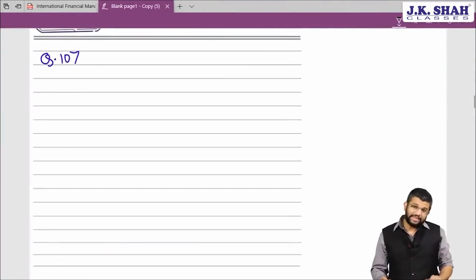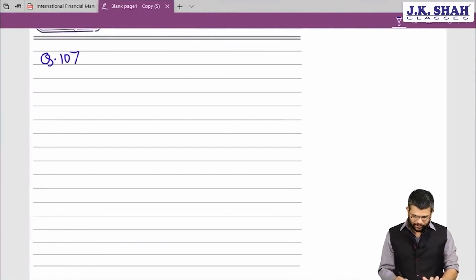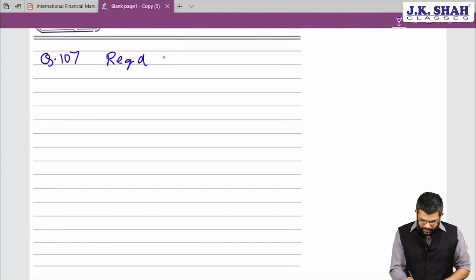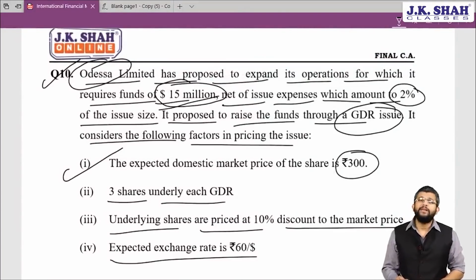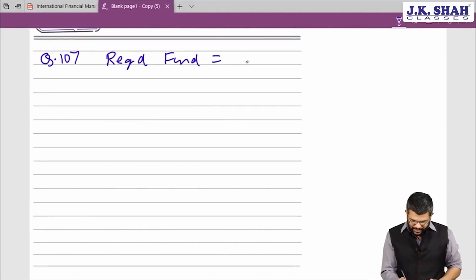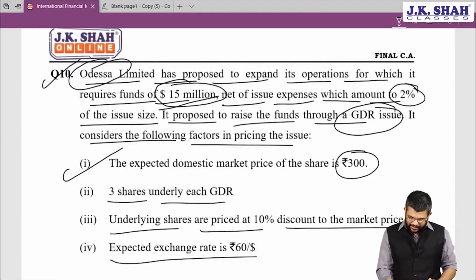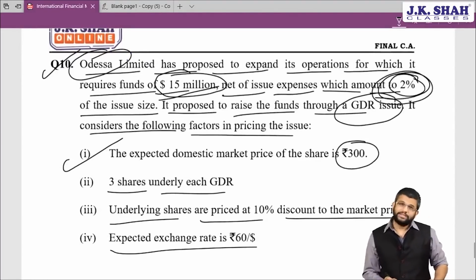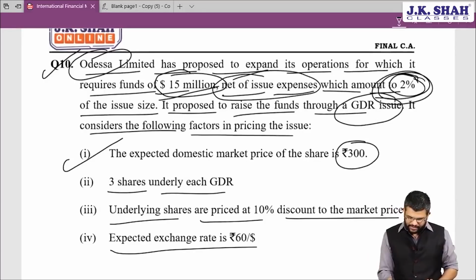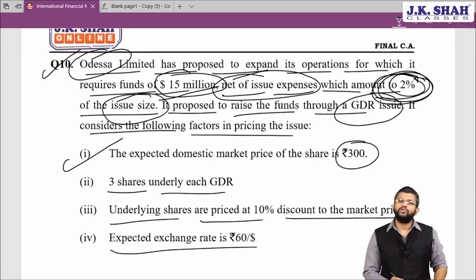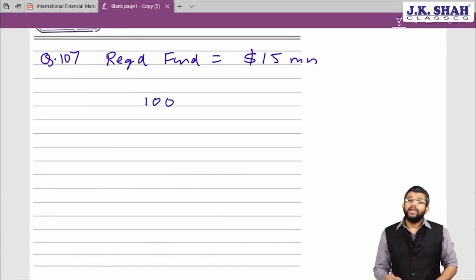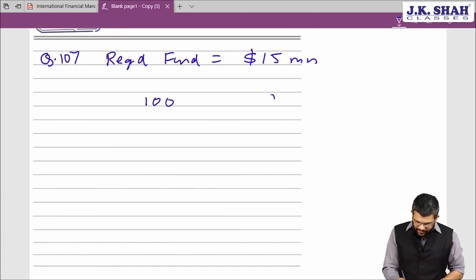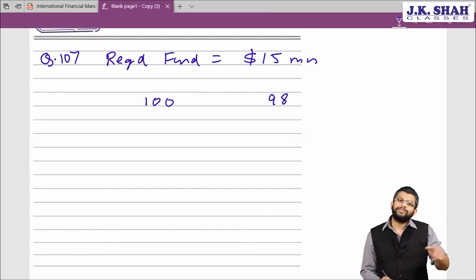So now, children, in this particular question, the required fund is given to you as $15 million, right? Everybody following? But then they say that the issue expenses are going to be 2%. They're saying net of issue expenses which amount to 2% of the issue size. Which means, if I issue shares worth 100, I will be able to pocket only 98, because 2% is the issue expenses.